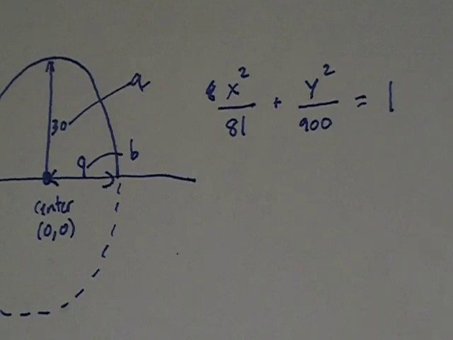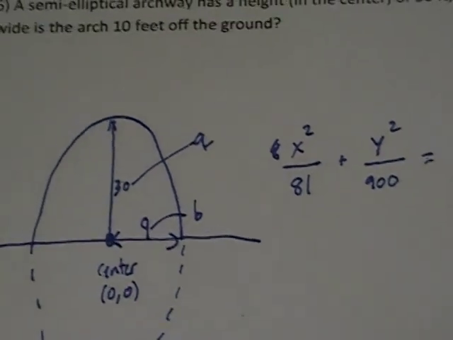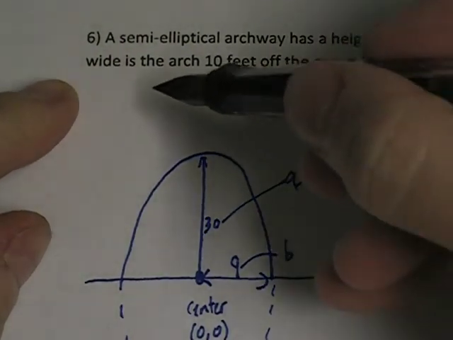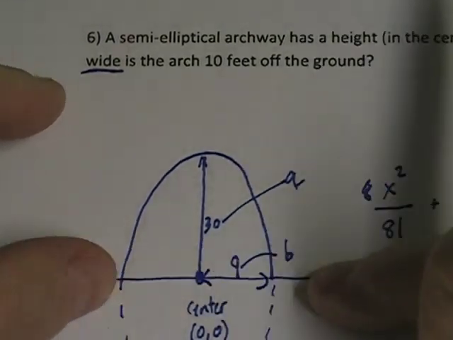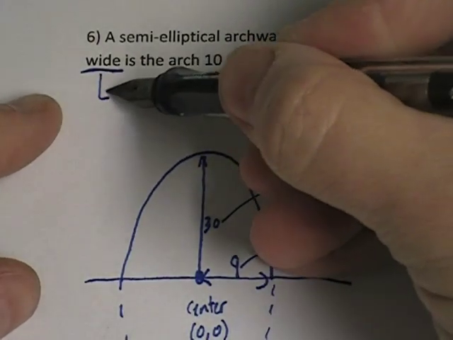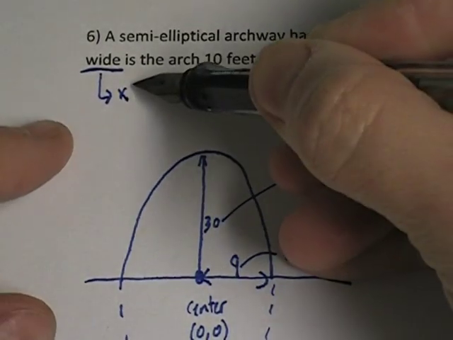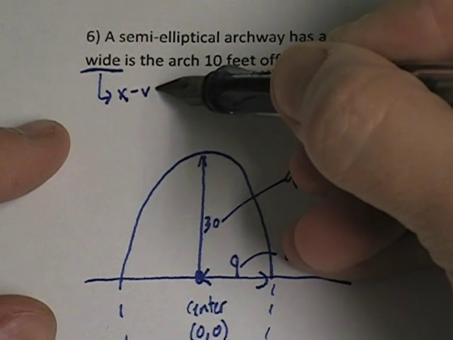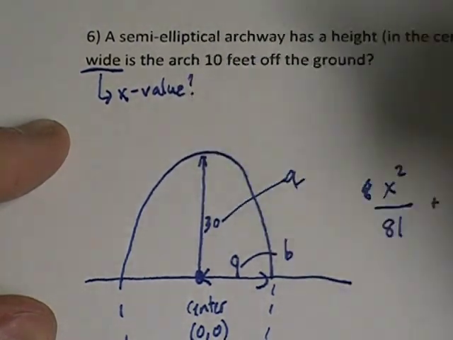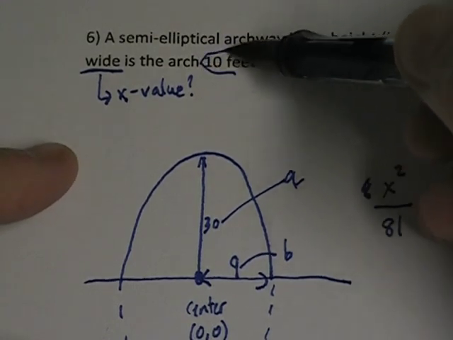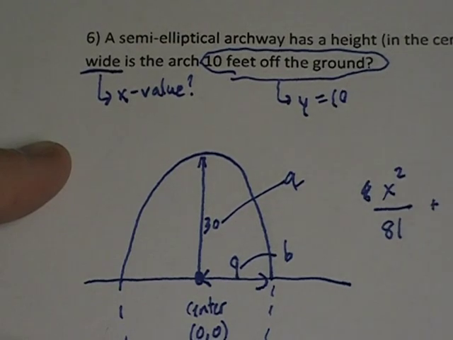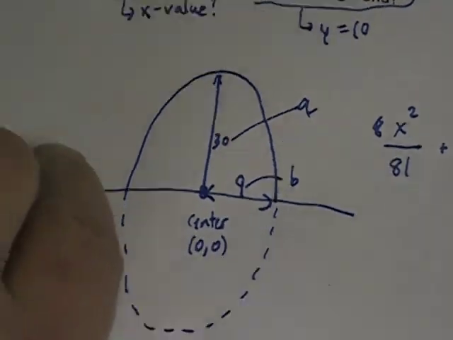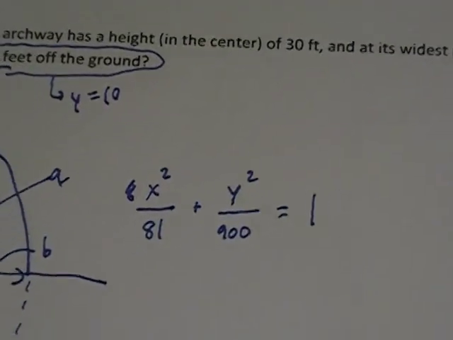So then it says, how wide is the arch? Okay? Let's go back to the question. How wide is the arch? Now, if we think of width, that's in this direction here. So that's asking what? For some X value, when the arch is 10 feet off the ground, which is what? Y equals 10. Okay? So we go back to our equation, and what are they telling us? They're telling us to plug in Y equals 10.